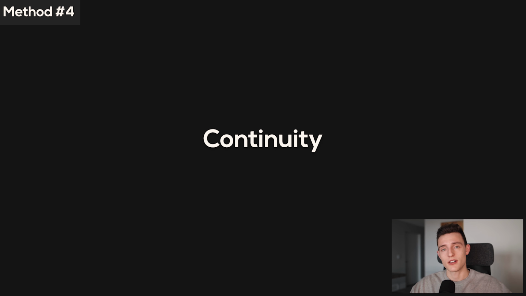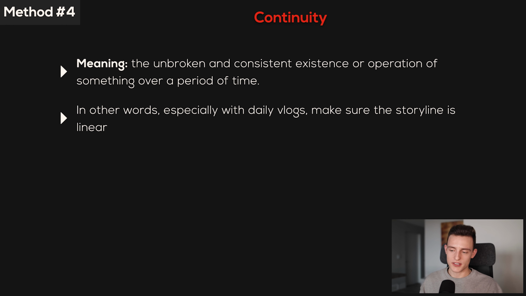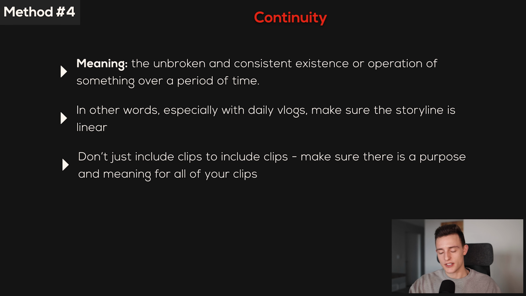Method number 4 here is continuity. If you don't know what that is, continuity is basically the unbroken and consistent existence or operation of something over a period of time. And this especially applies if you're making daily vlogs. If you're going to make a daily vlog, it should be linear. I'm going to talk about this in a second, but it should be linear with the events that take place in your day. It shouldn't just have random things at the beginning, random things at the start. You shouldn't be waking up at the end of the daily vlog, for example, if that makes sense. In other words, especially these daily vlogs, make sure the storyline is linear, like I just mentioned.